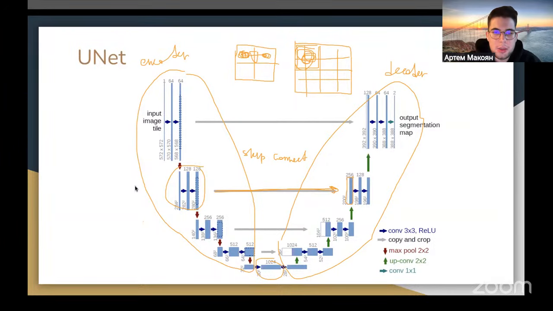But the main idea is to use skip connections to remember local information, and to use the encoder-decoder structure to compress the information, extract local and global information, and then decompress it with the decoder.